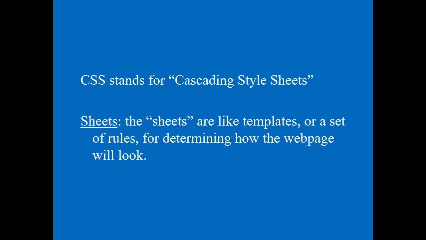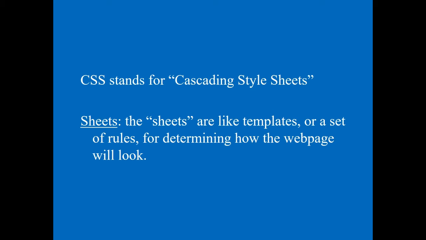Coming back to sheets. So cascading done, style done, now the sheets. Sheets are like templates or a set of rules for determining how the web page will look. So you got the cascading meaning, the style meaning and the sheets.